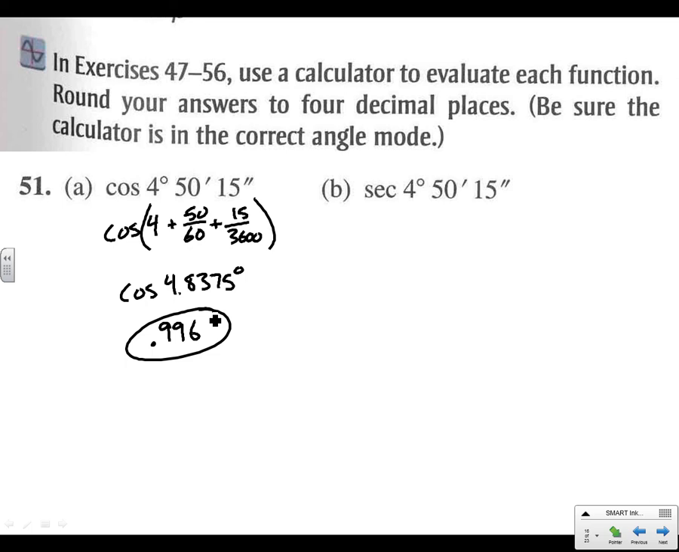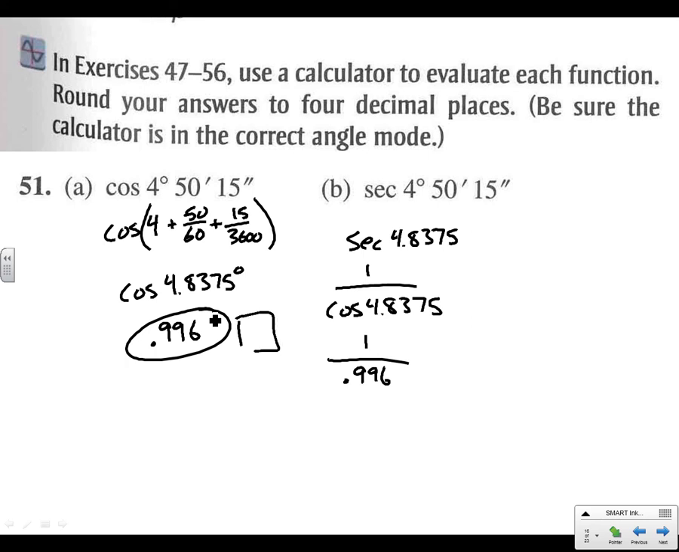First thing to do is convert it, which we've already done. So we've got the secant of 4.8375. Remember that secant is 1 over the cosine of 4.8375, which we already know is 1 over, we've got that already, 0.996. So it should still be on your calculator. Hit the x minus 1 button. Remember, it's this one. And if you do that right, you get 1.004.